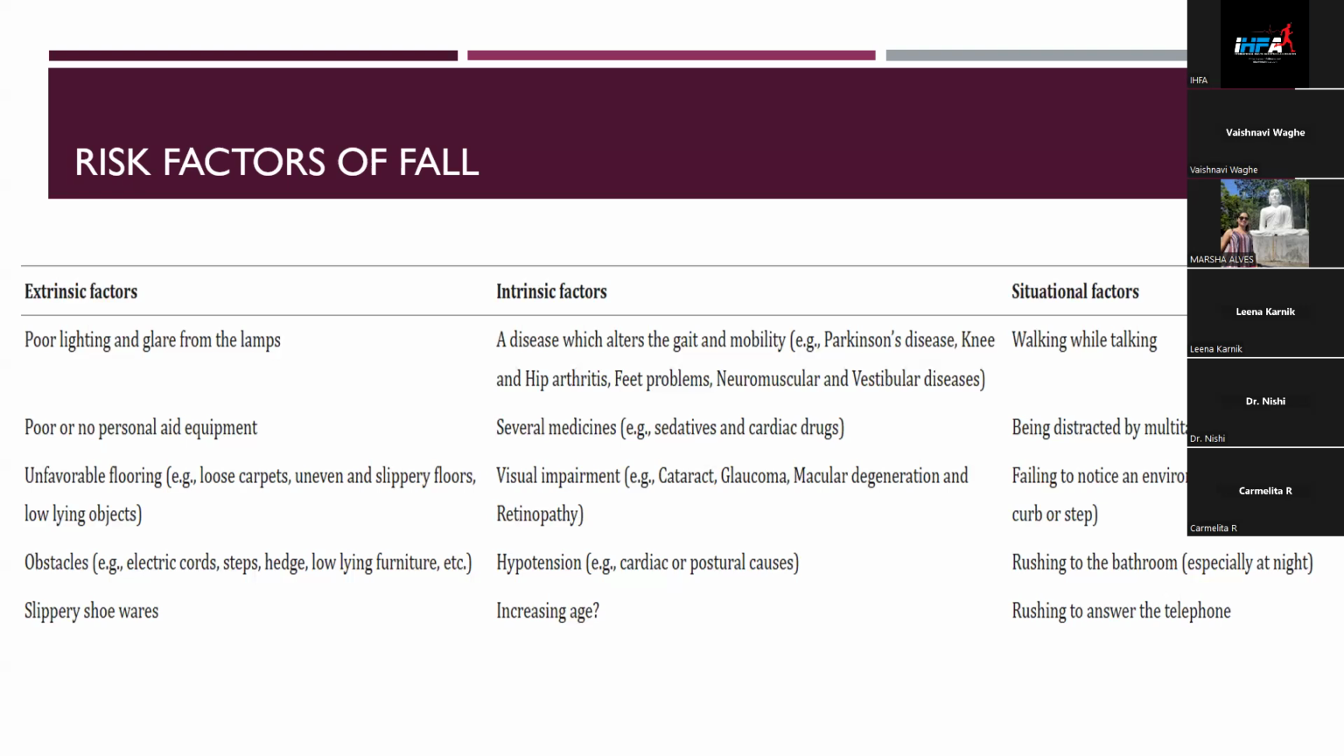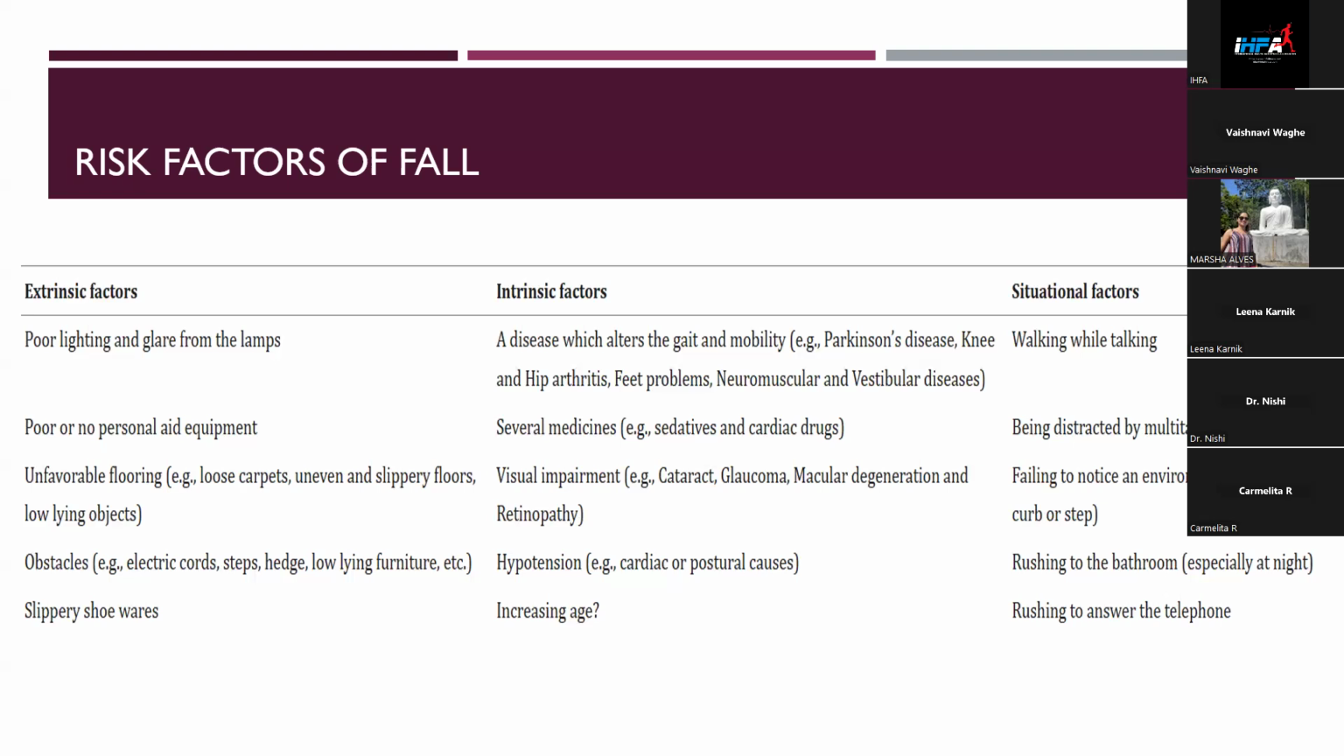So when you see that patients are on such drugs, make sure that at that particular time they do not do any activity, or else they always have somebody with them. Third is visual impairment. Obviously, we need vision to walk, right? If vision is affected, like cataract, glaucoma, macular degeneration, retinopathy, make sure it is treated with operations, medicines or eye solutions so that the vision is proper.